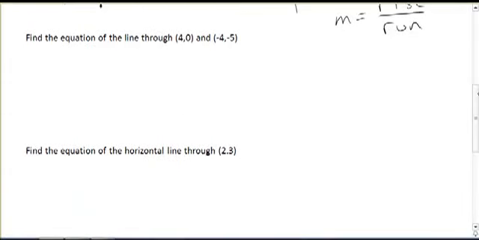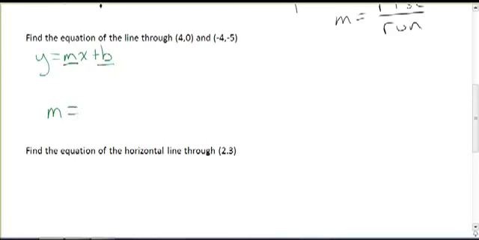Find the equation of the line through these 2 points. Okay, first of all, I have to know 2 things. Let's go back to the formula we know: y equals mx plus b. This is what I'm looking for. I want the equation in what is called slope-intercept form, where I have the slope and the y-intercept. Well, I need to figure those things out. Since I've been given 2 points, I can find the slope fairly simply.